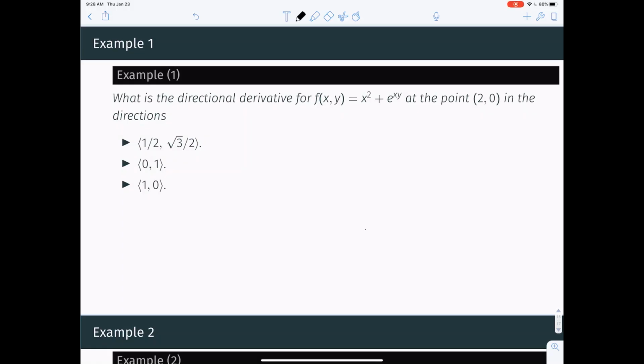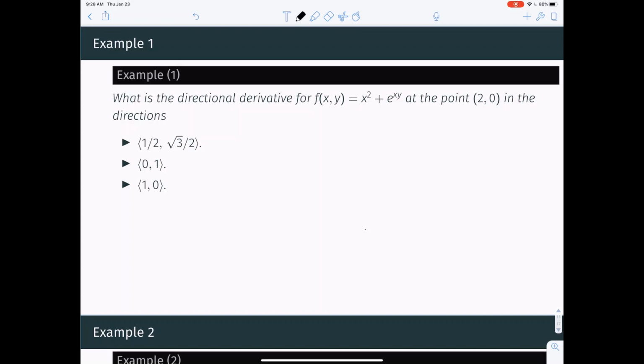All right. So we'll finish up with a few examples, and hopefully that will help you see how to actually do some problems with directional derivatives and computing the gradient. All right, so for example 1, the question asks, what is the directional derivative for f of x, y equals x squared plus e to the xy at the point 2, 0 in these three directions?